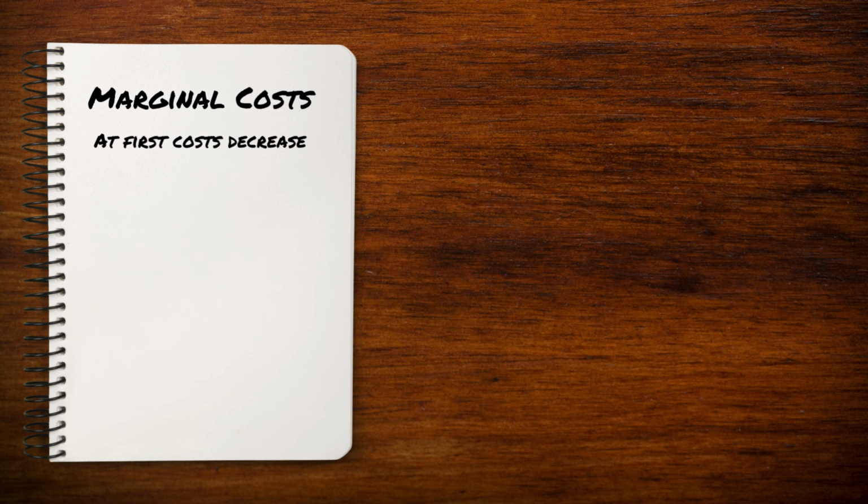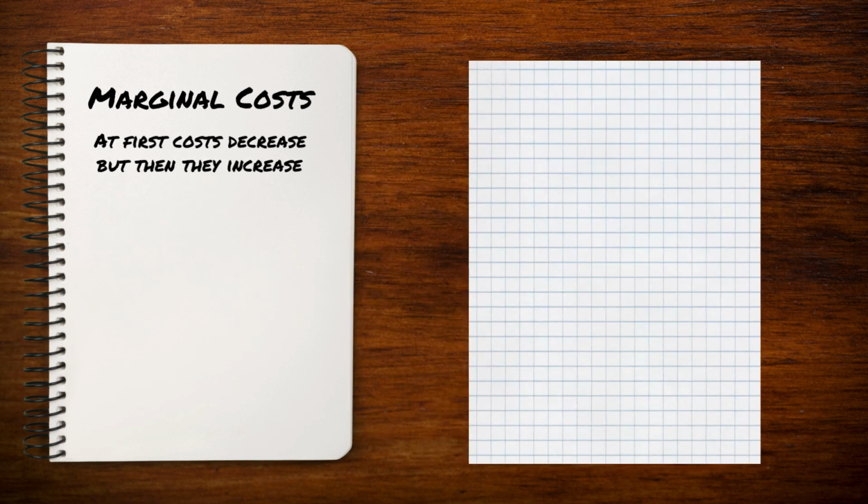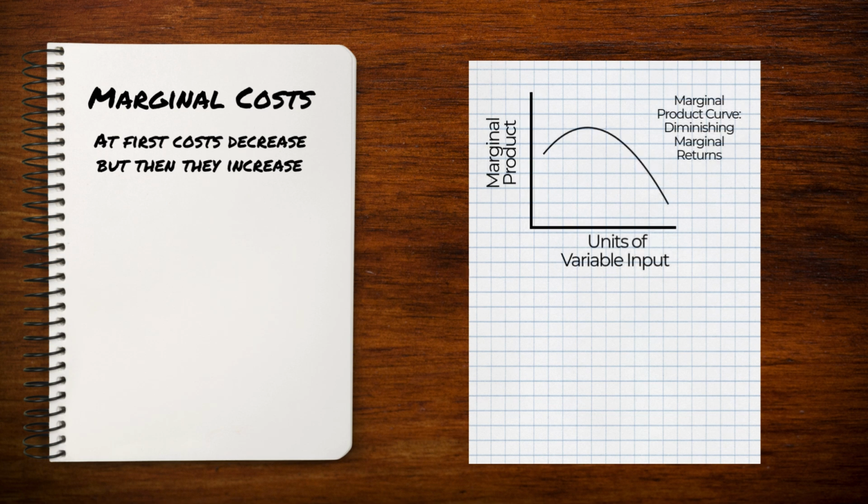Okay, so in later videos, we're going to cover costs in much more detail. For now, so this video doesn't become 4 hours long, we're going to skip over most of the details about costs. All you really need to know for now is that marginal costs at first decrease, but then later increase as more units are produced. Let's talk about why that is. You can think of marginal costs as the inverse of marginal product. Let's look at the diagrams to see what I mean.